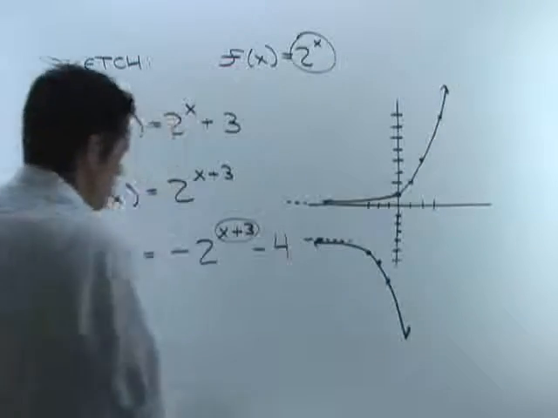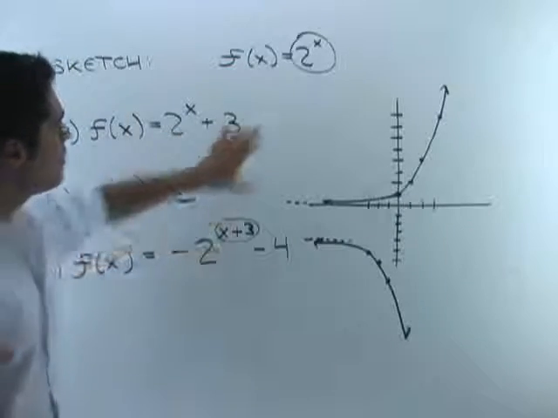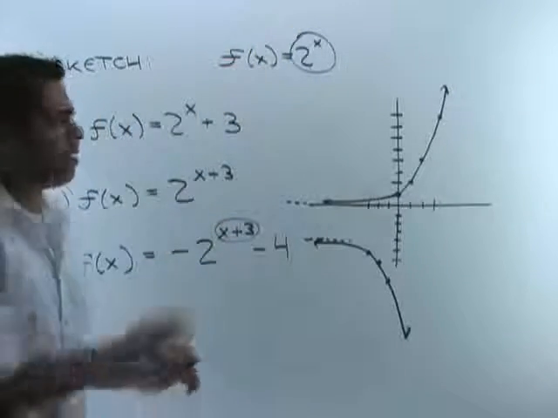So you can see here how you can use just the numbers on the outside. If you know what the basic function looks like, it's just a matter of moving it around, reflecting things.